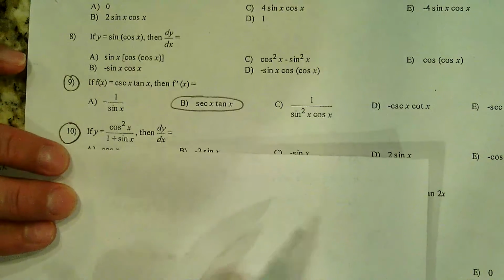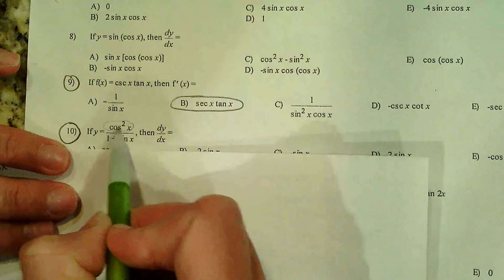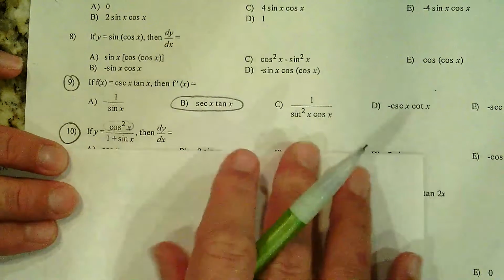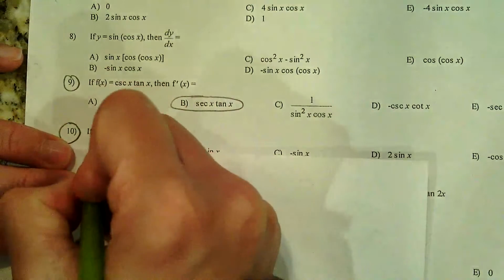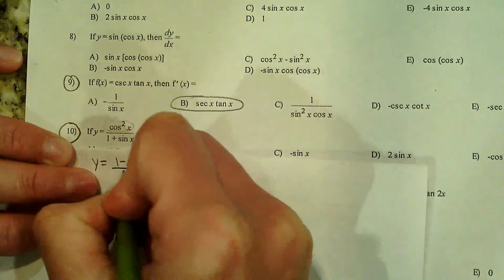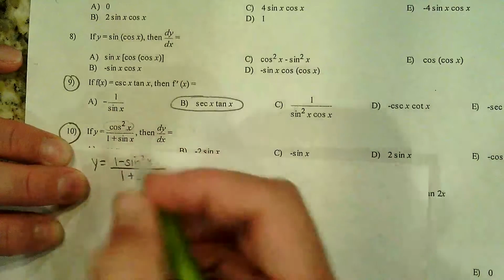Same thing here. You could do the quotient rule, it might get real ugly though, but when I see cosine squared, I'm thinking 1 minus sine squared. When I think 1 minus sine squared, I see the opportunity to factor and then cancel. So I'm going to change the function's look to that first because of my Pythagorean identity.